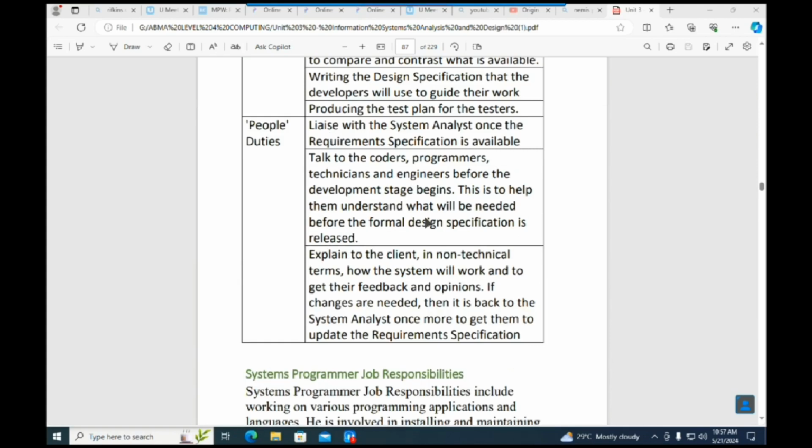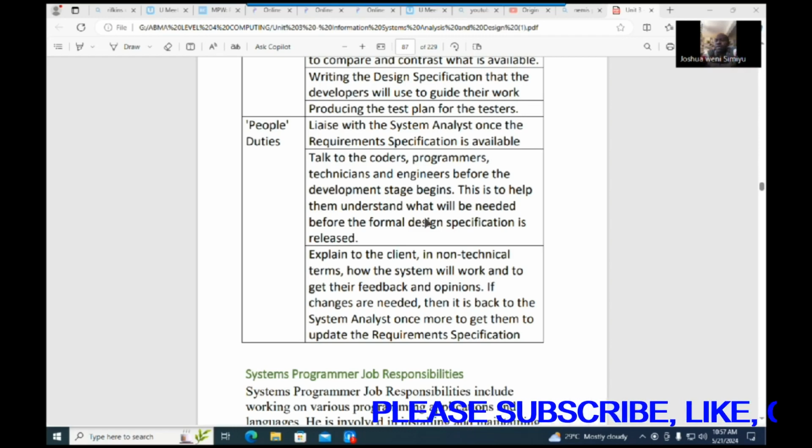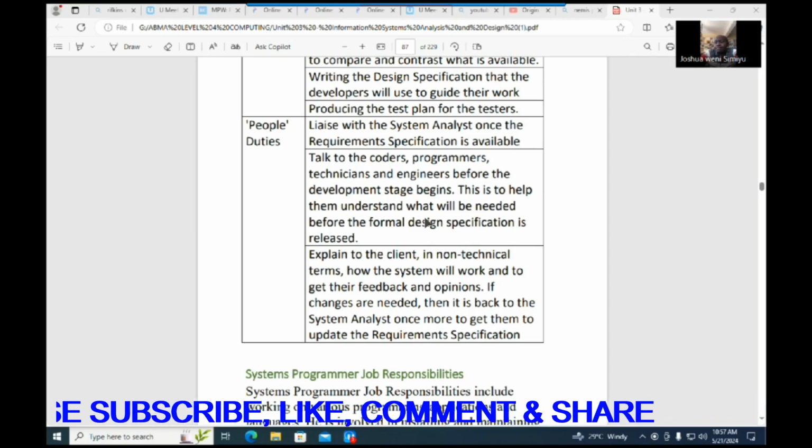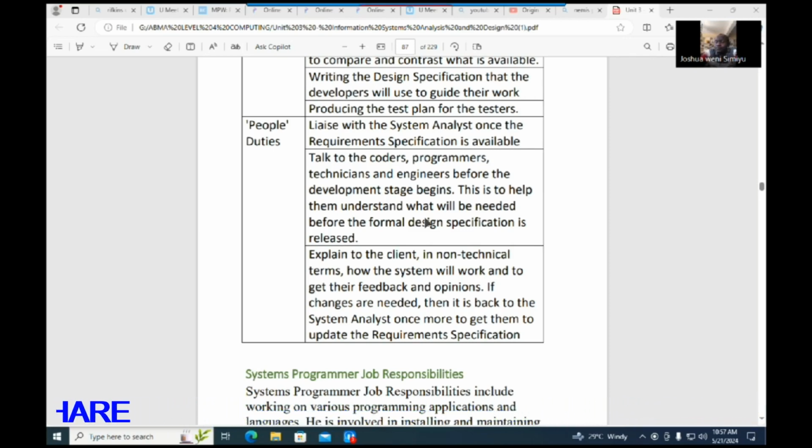Now for the people duties, the designer is the one that is going to work in liaison with the system analyst once the requirement specification is made available. So he is going to work hand in hand with the system analyst. Again, the system designer is going to talk to coders, programmers, technicians and engineers, even before the development stages are put in place. The communication he makes to these people will help them understand what is going to be needed even before the formal design specification is released.